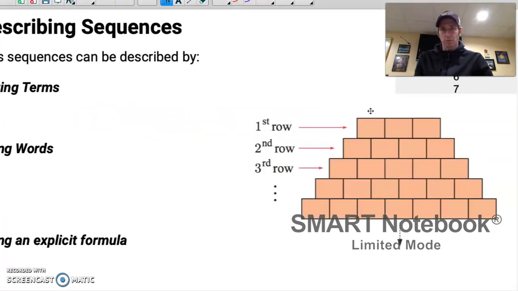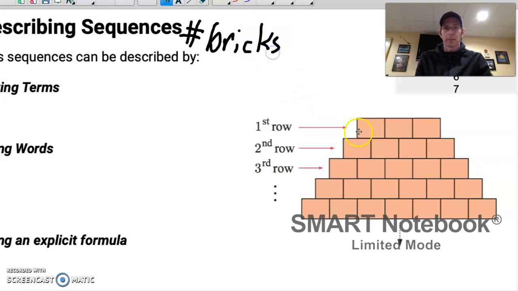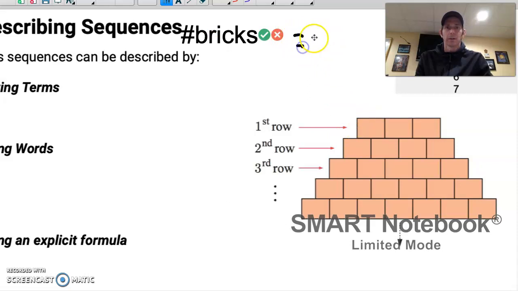So there are many ways to describe a sequence. In this case, I have a nice little picture over here with a bunch of bricks listed by the row that they're in. So we could start by defining this little scenario. We could say that the number of bricks per row, we could call U with a little subscript for an n down here, U sub n. This is notation you're going to see a lot in a minute.